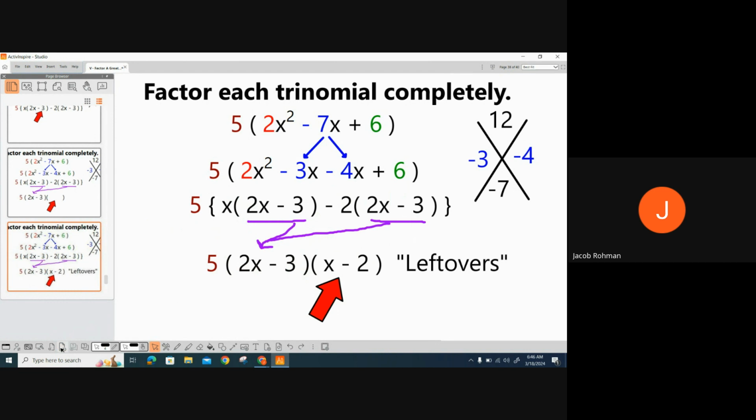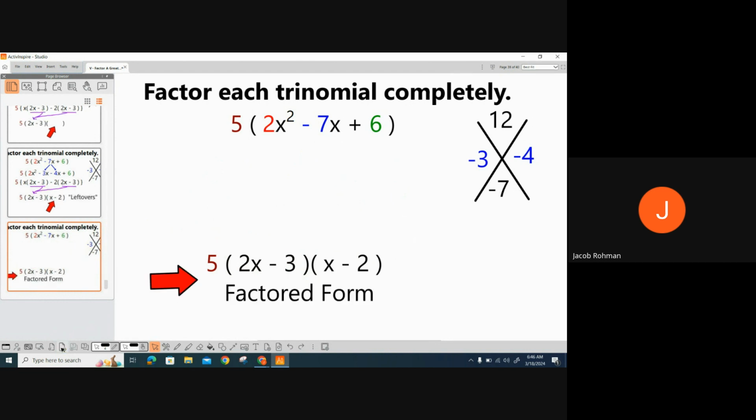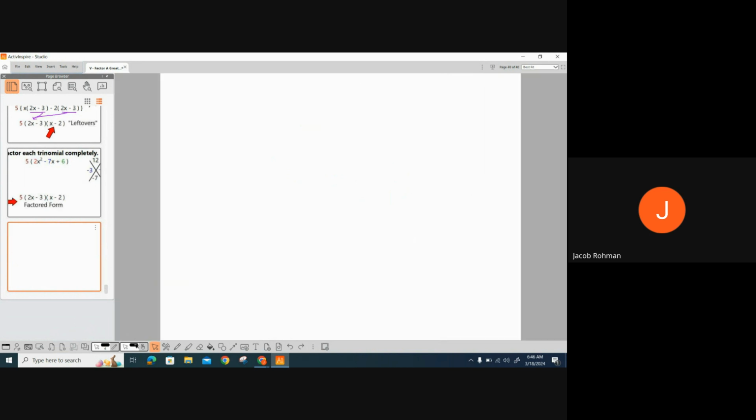And then we would say that this is now in factored form, which is what we started looking at when we started this example. And that concludes our video lesson.